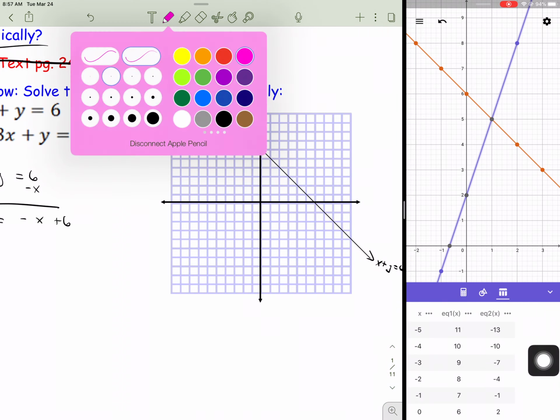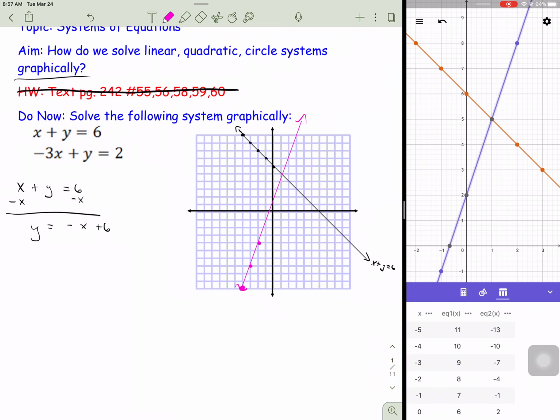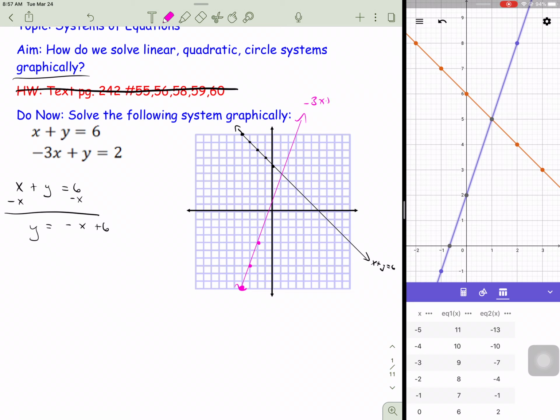I'm going to change the color up. Negative 4, negative 10, negative 3, negative 7, negative 2, negative 4. And you can kind of see what's going on. The slope's going to be up 3. I'm just going to connect these. And I'm going to label it negative 3x plus y equals 2.